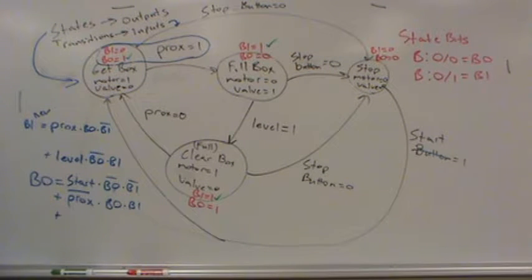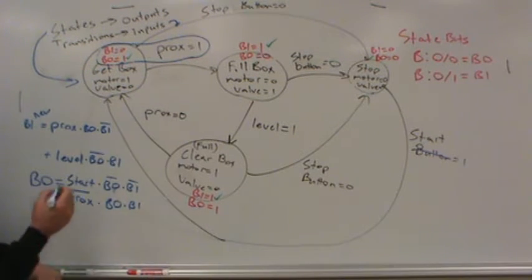How do we do that? The only way to get there though is from the fill box. That's right. So we have to go from fill box, good. So what do I write? Level. Well, Level, good.